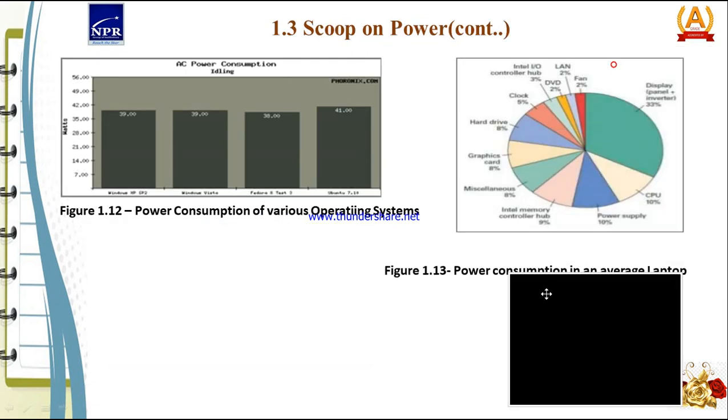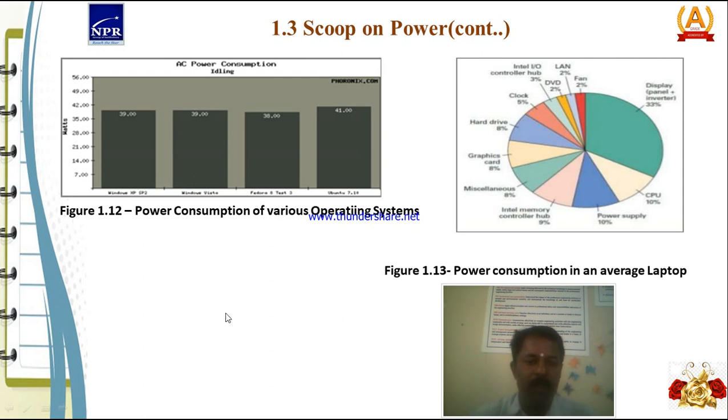This is another one, a graphical representation of the power consumption of various operating systems for AC power consumption. So, power consumption on average in a laptop. This diagram represents desktop and laptop. It shows the difference between the source, hard drive, clock period, input output controller, CPU, power supply, and LAN display panel. These are all available in this chart.